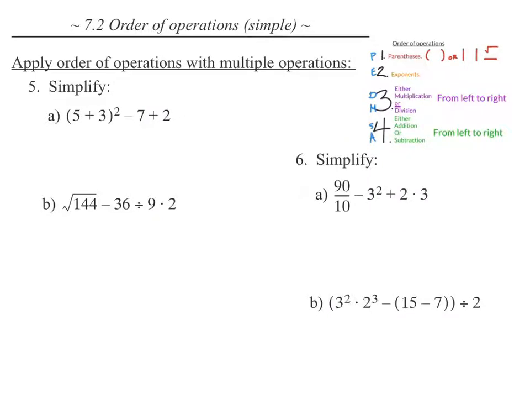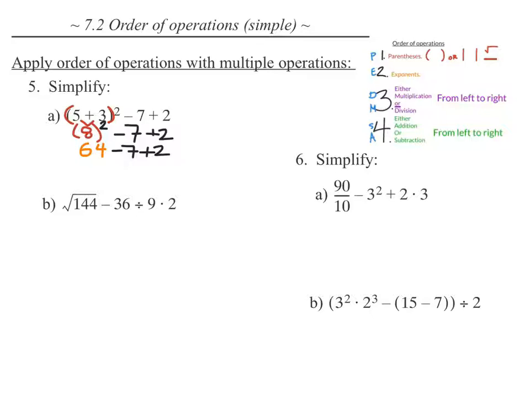Alright, for this next set, we're just following the order of operations. I see parentheses in this first one, so I'll do the 5 plus 3, which is 8. So the rest of that would read 8 to the power of 2 minus 7 plus 2. And then I move on to my exponents. 8 times 8 is 64. So now I have 64 minus 7 plus 2.